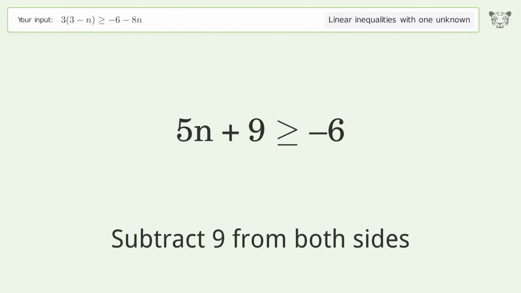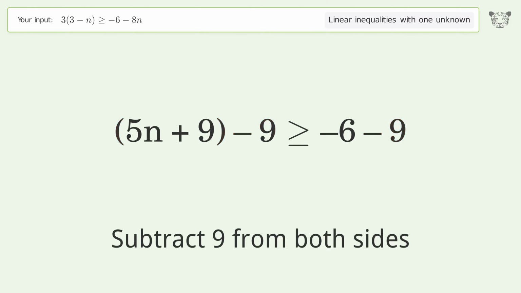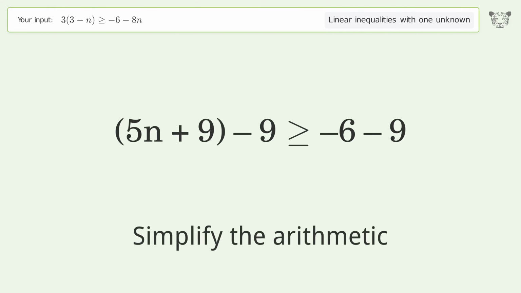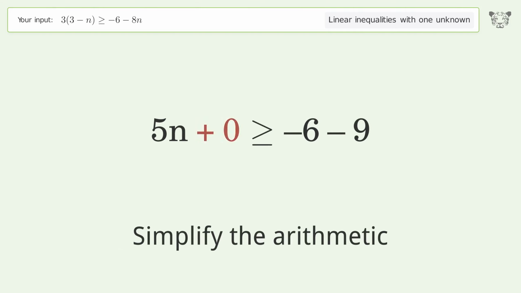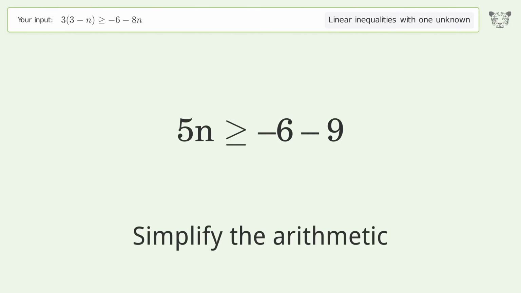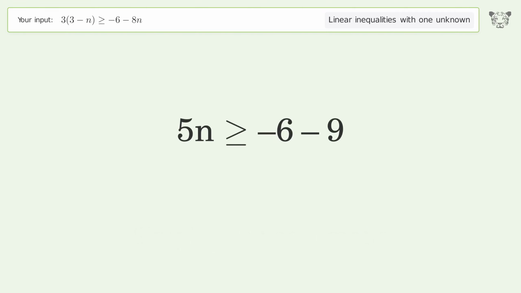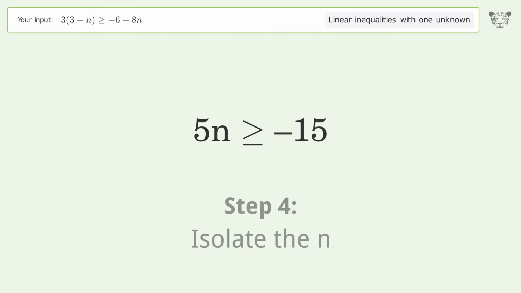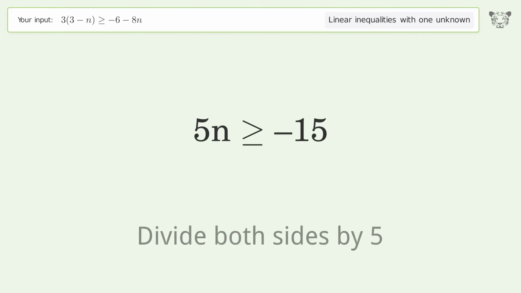Subtract 9 from both sides. Simplify the arithmetic. Isolate the n. Divide both sides by 5.